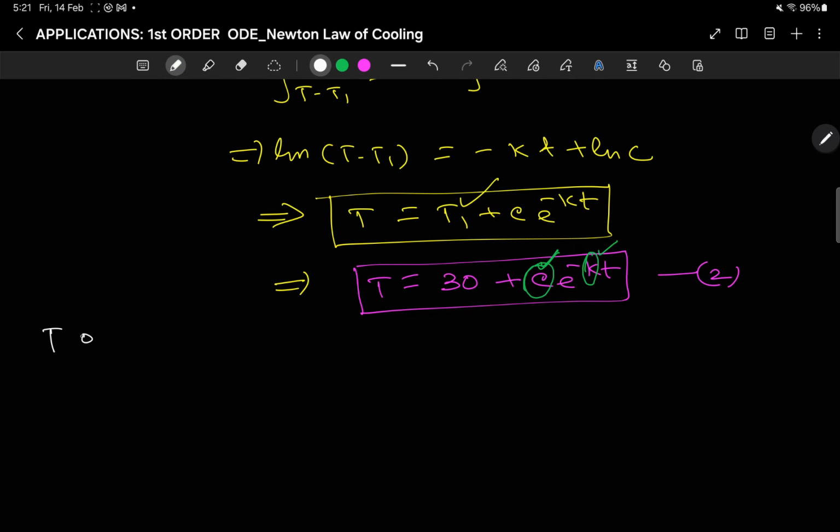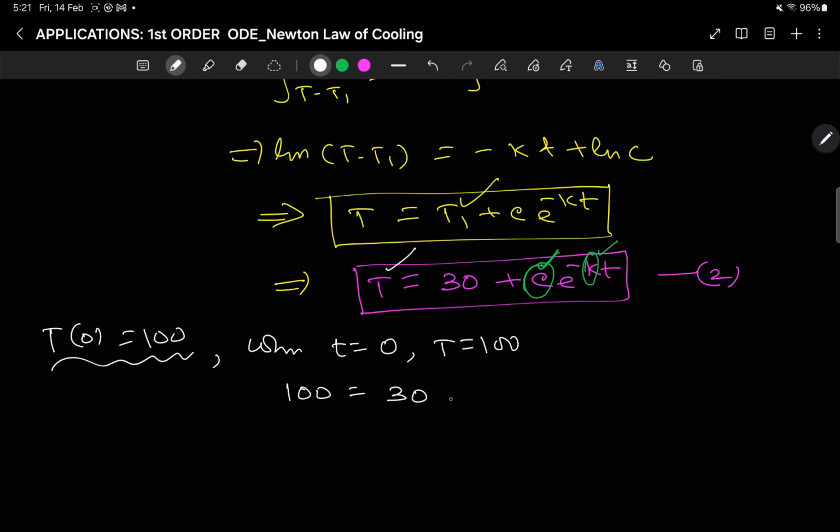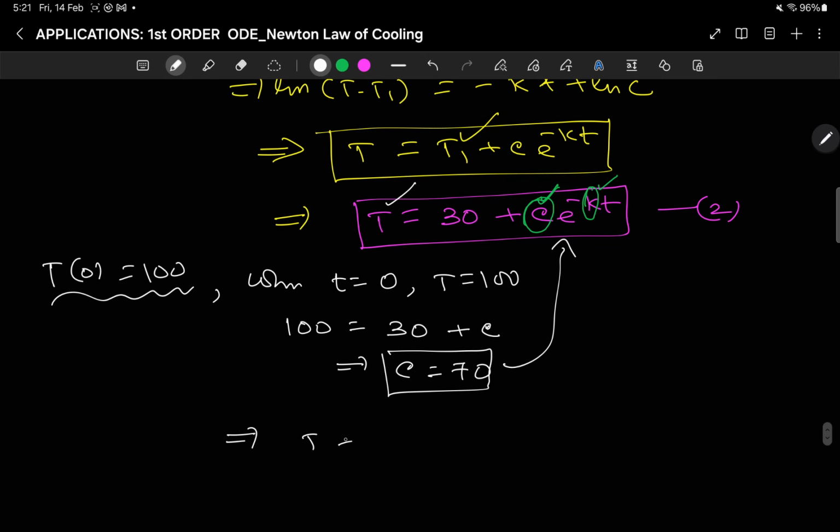So T of 0 is equal to 100. What does it mean? When small t, the time, is 0, capital T is 100. So you substitute it. This implies 100 is equal to 30 plus C e to the power 0, which is 1. So this implies C is 70. Okay, C is 70. So you substitute it here. So that means T is equal to 30 plus 70 e to the power minus kt.